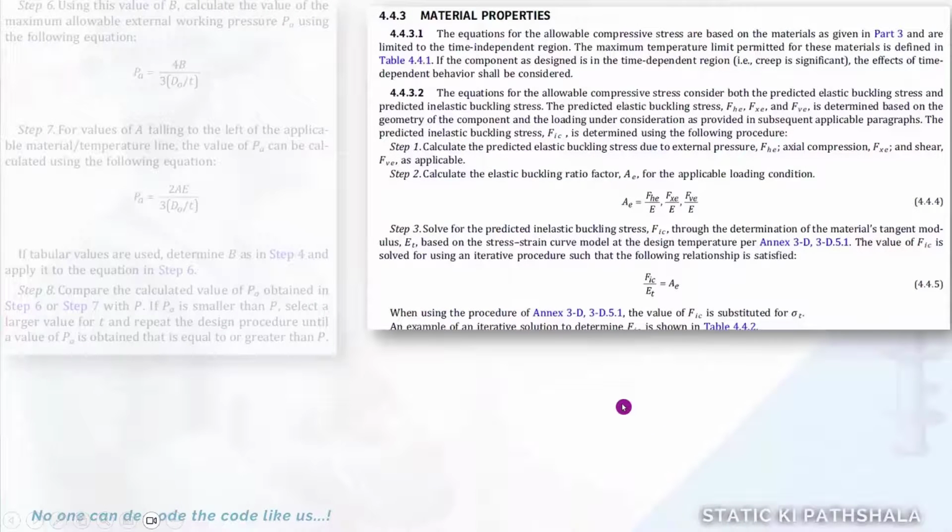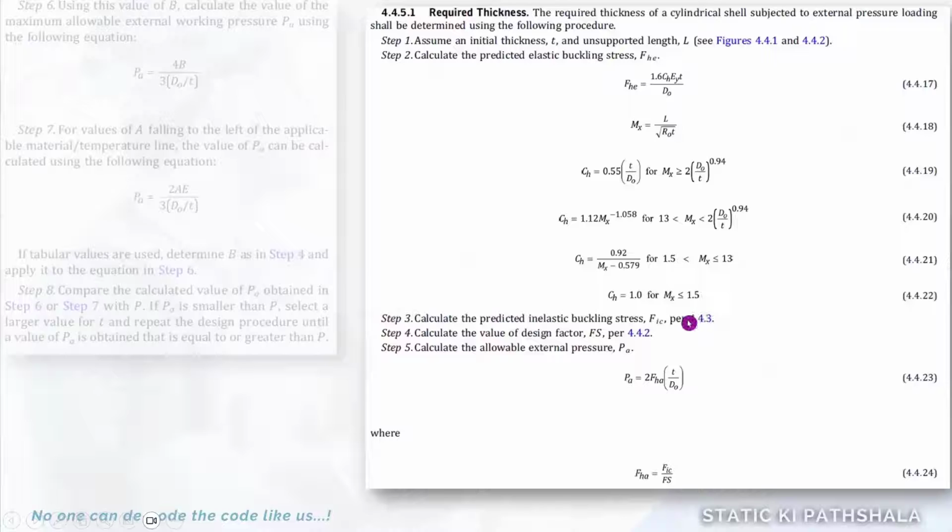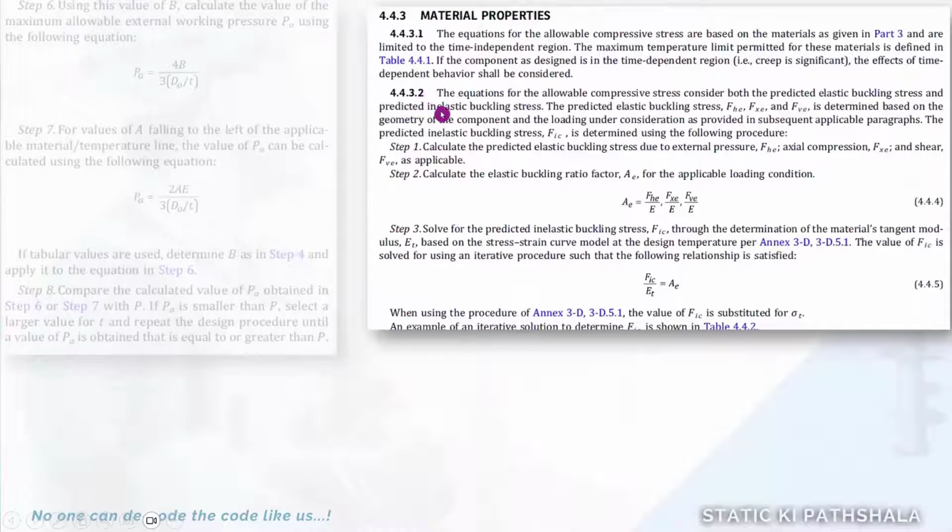So when it comes to the FIC calculation, FIC, which is inelastic buckling stress, we have to use 4.4.3.2. These are just the numbers. This is not in detail what we are covering. We are just showing how the calculations differ between division 1 and division 2. Division 2 is way more detailed as compared to division 1.